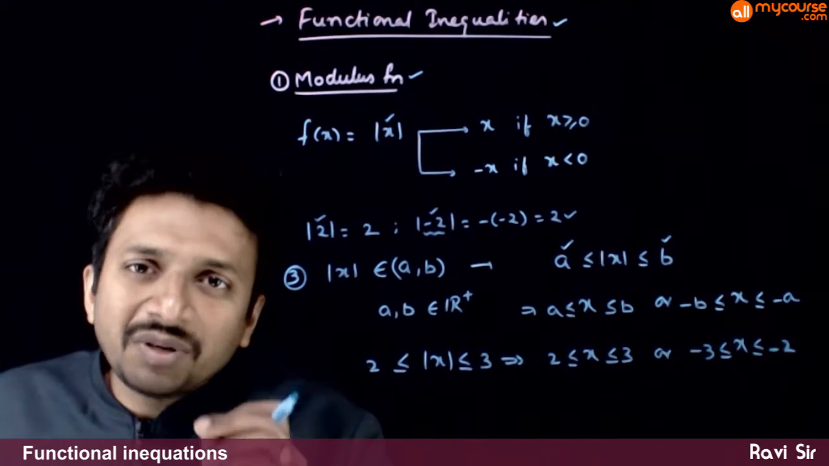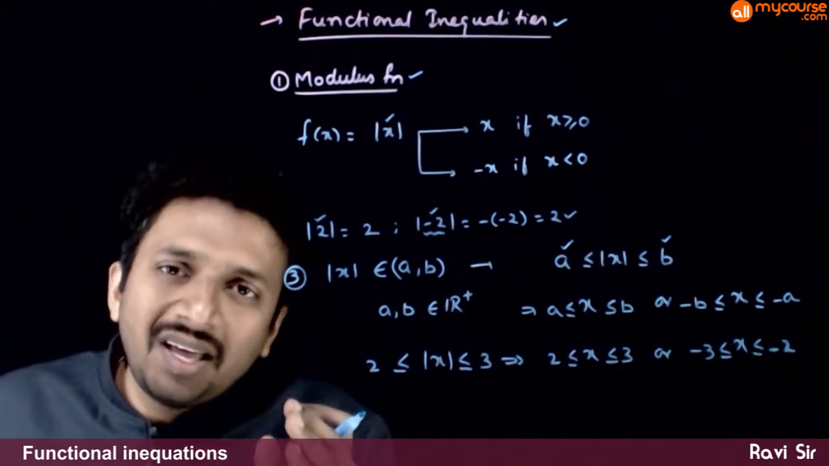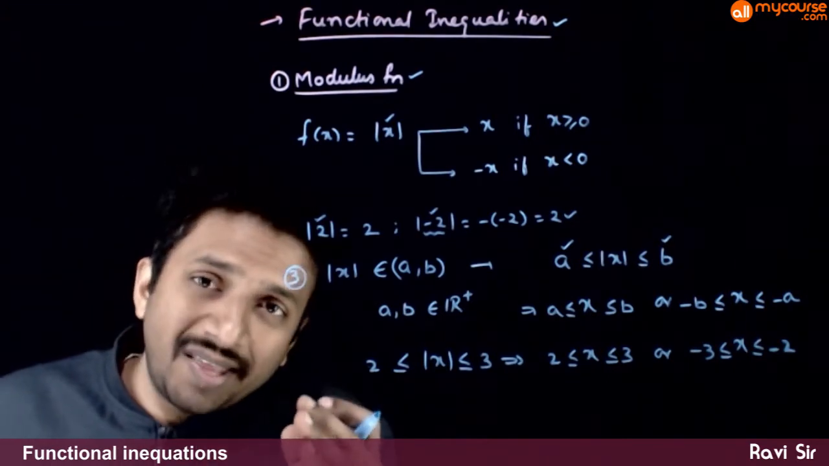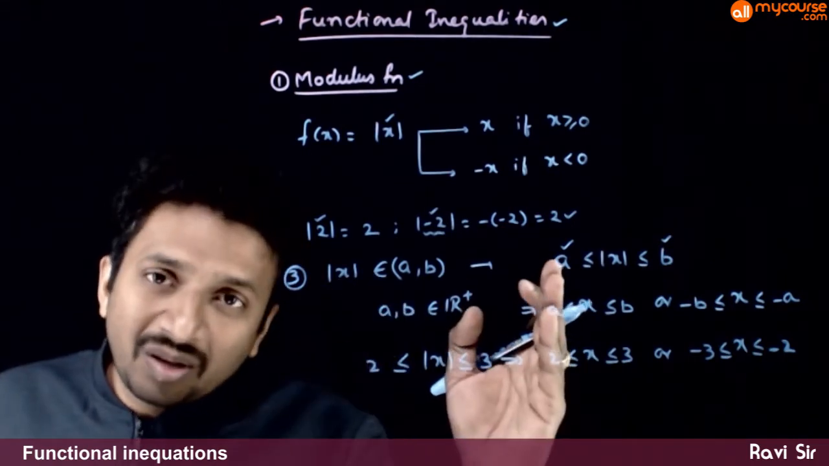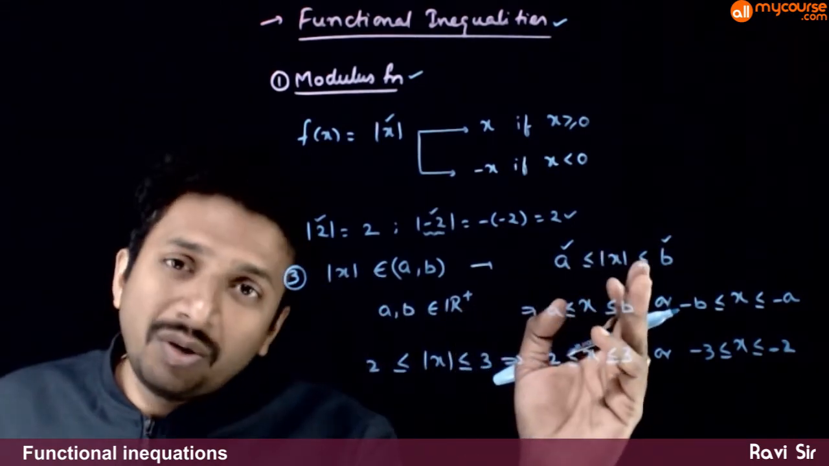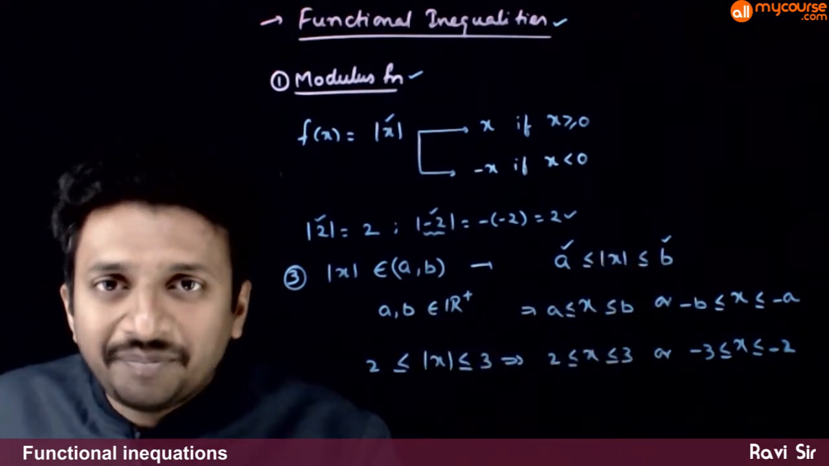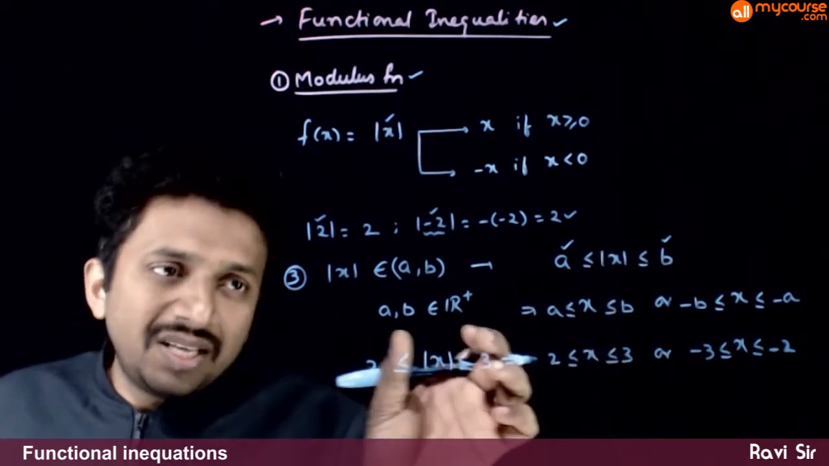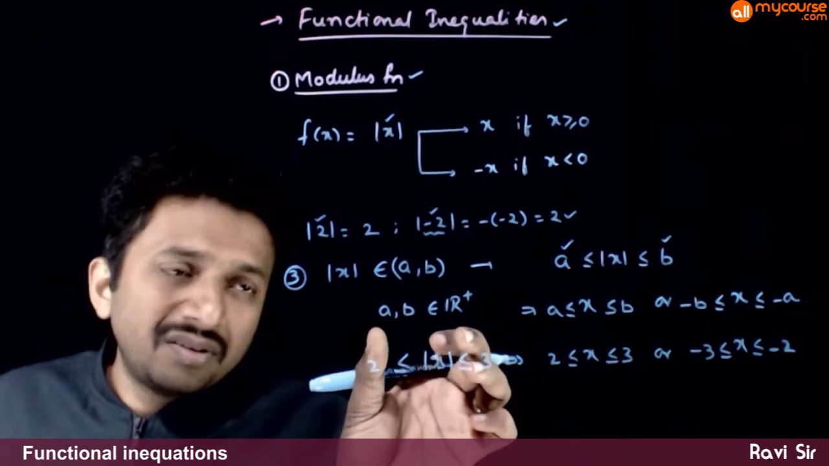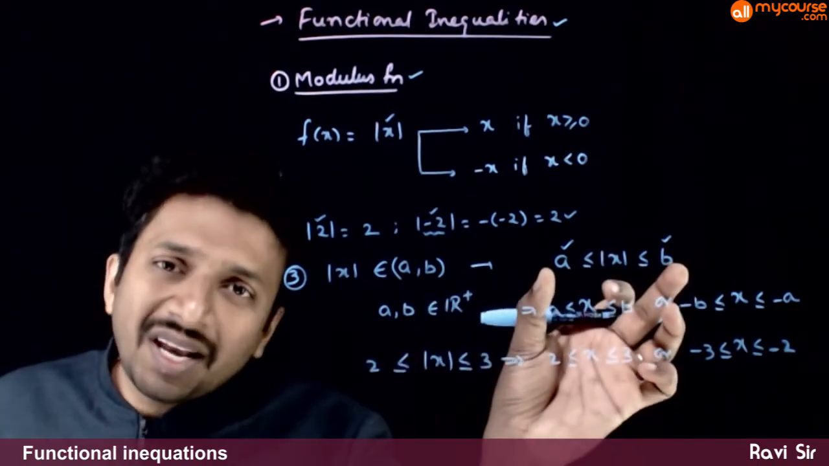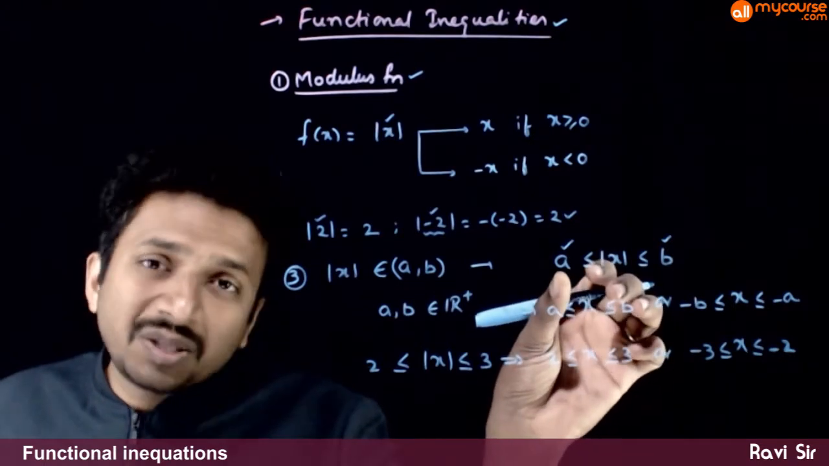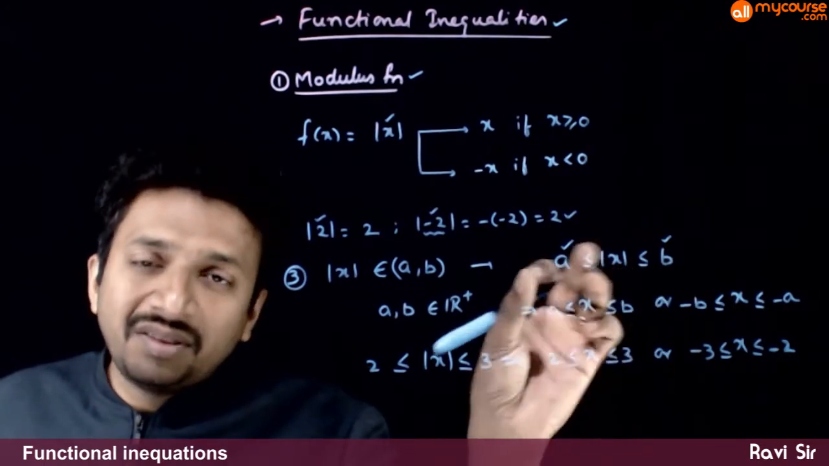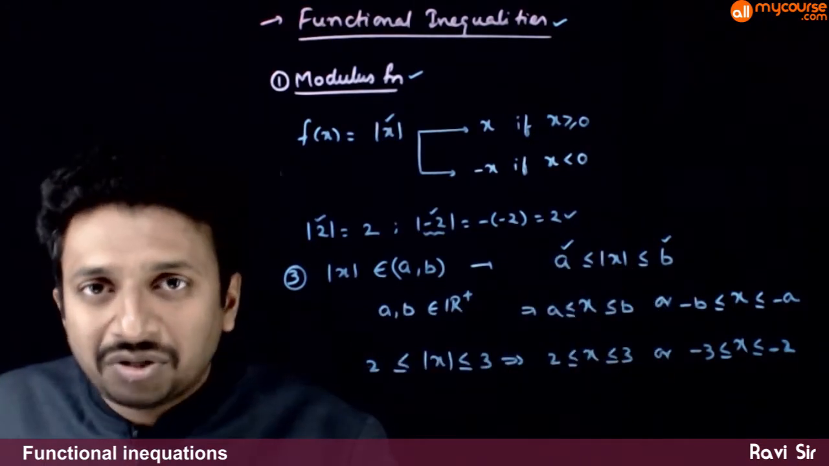So you have three types of inequalities. Mod x is less than a, less than or equal to a, greater than a, greater than or equal to a, and between a and b. So this is when a is positive. A and b are positive. If a and b are negatives, this does not have any solution. If one of them is positive and the other is negative, then you can have different solutions.